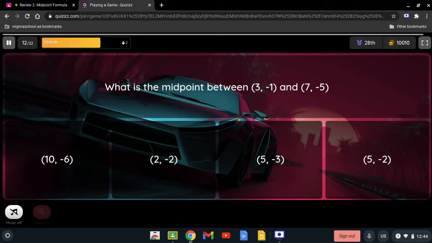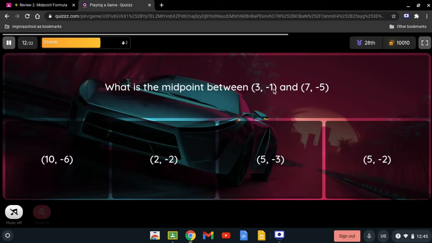What is the midpoint between 3 and negative 1 and 7 and negative 5? For this one, we need a new page. We're going to write down the midpoint formula and replace x1 with 3. So we have 3 plus x2, which is 7. So 3 plus 7 is 10. We're going to write it down, and then 10 divided by 2 is 5.